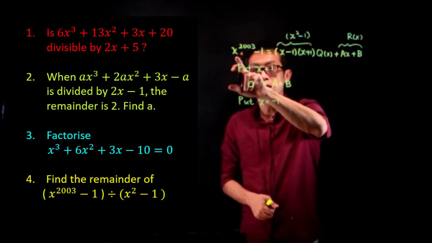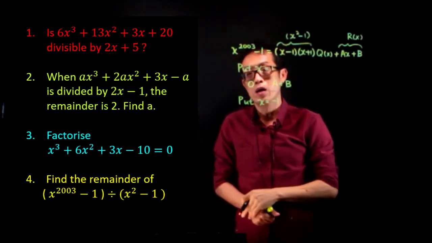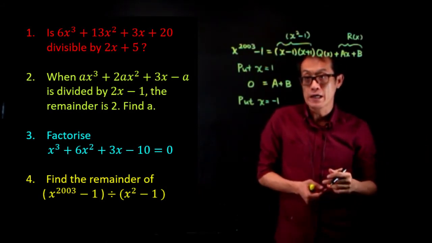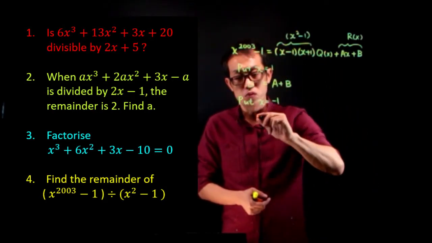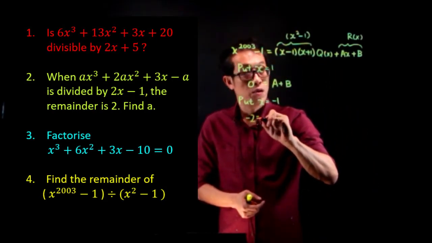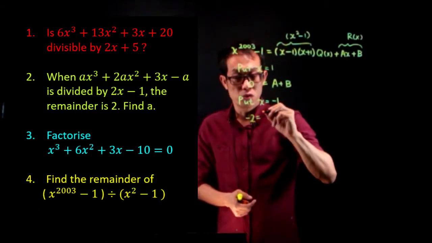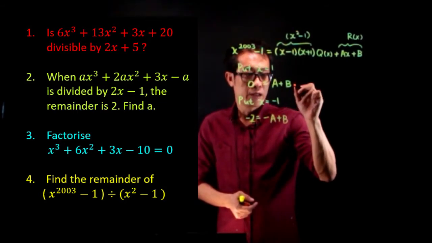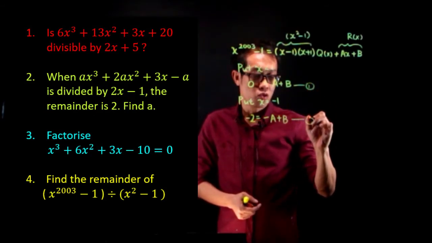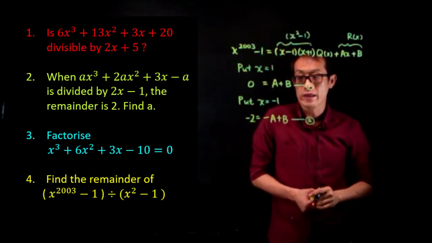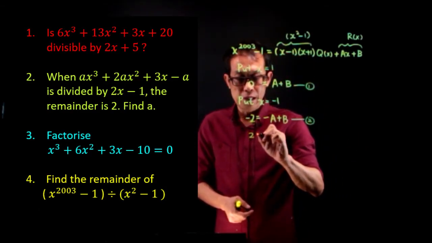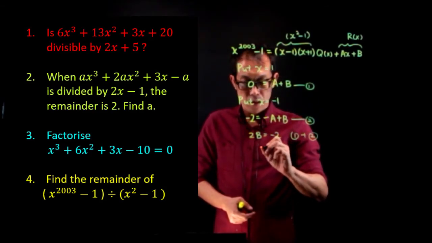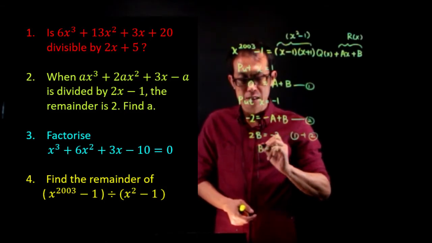Now minus 1 is to the power of 2003, an odd power. 2003 is odd, so minus 1 to an odd power will be minus 1. Alright, so minus 1 minus 1 is minus 2. Now you put minus 1 inside here, so it will be equal to minus a plus b. Now let's call this 1 and call this 2. Now if you add them together, you will have 2b equals minus 2. So b is equal to minus 1.